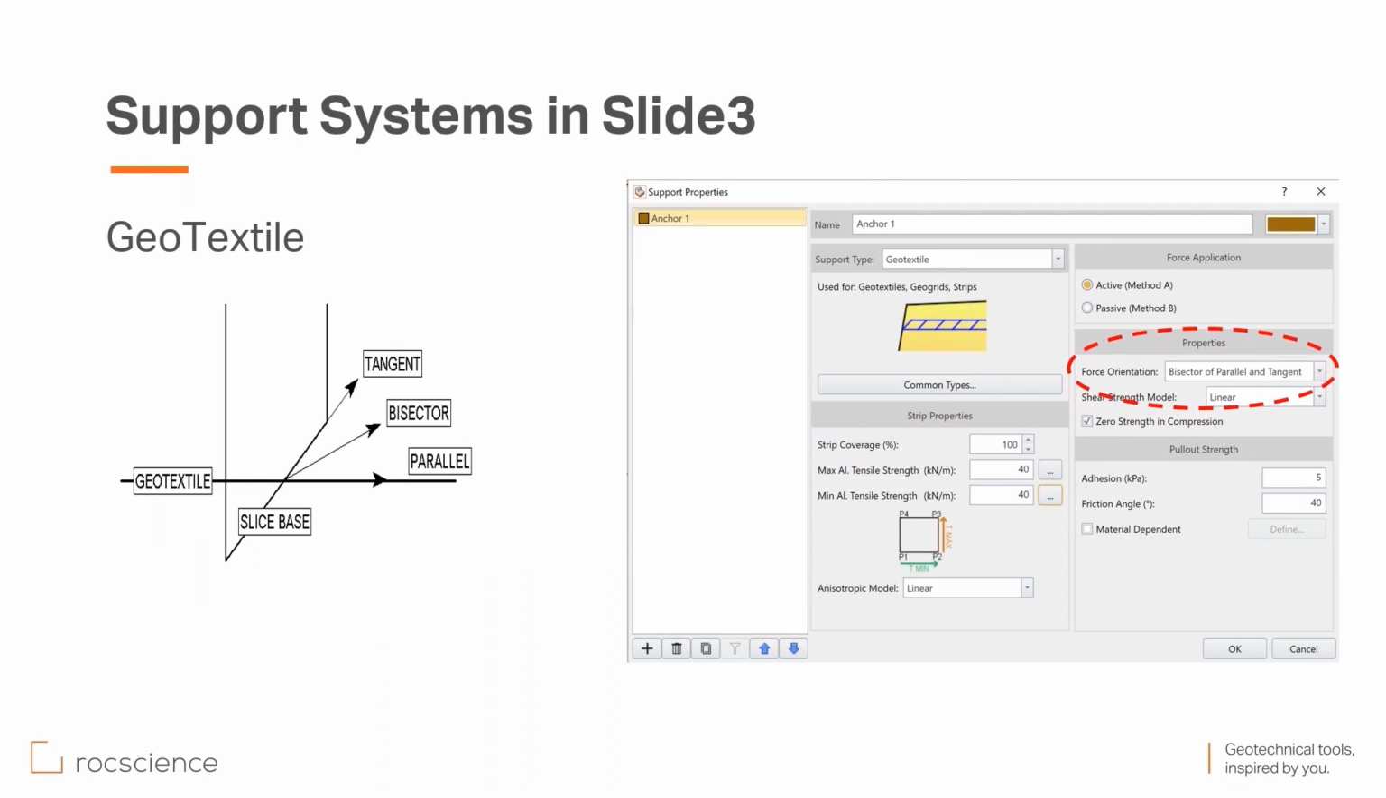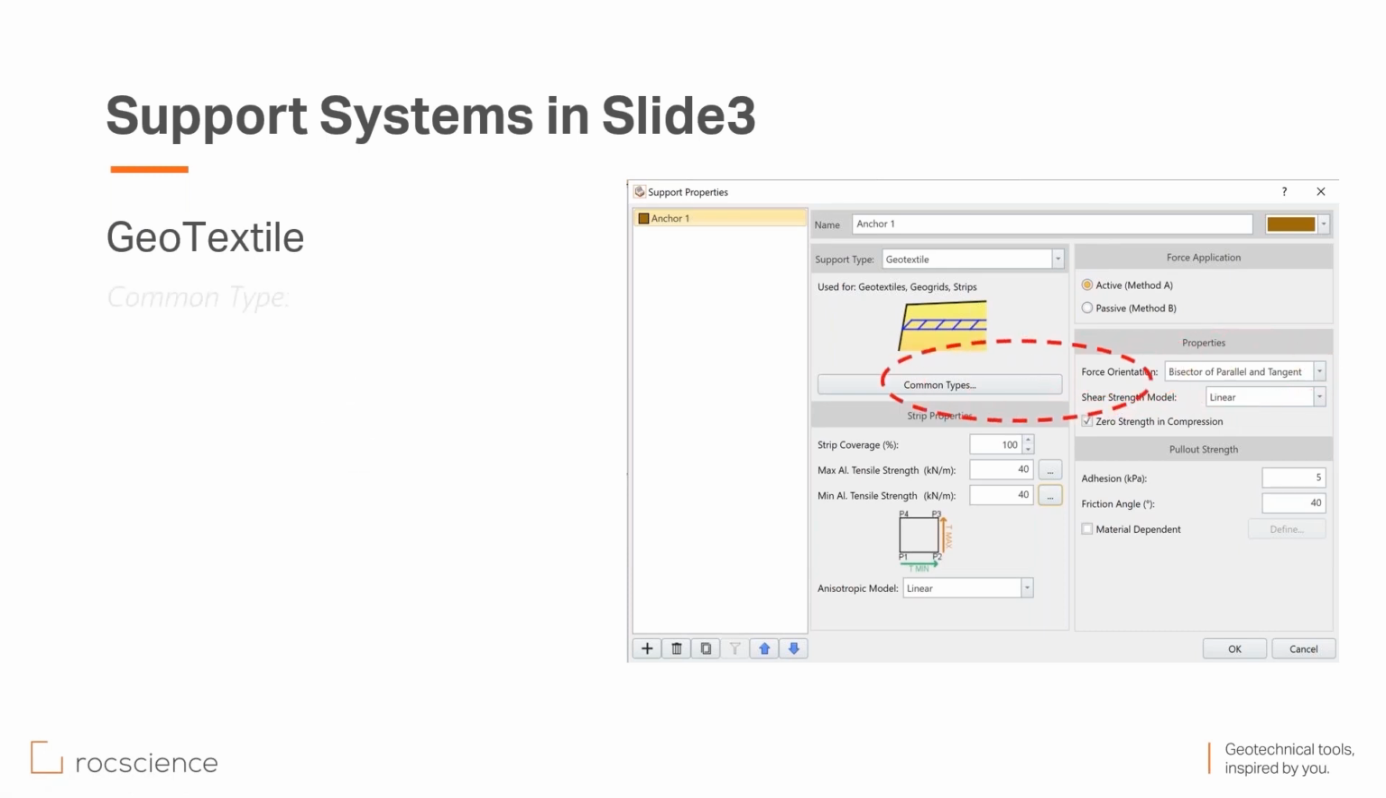Because of the flexible nature of a geotextile type of reinforcement, the orientation of the force which is applied to the slip surface is not always assumed to be parallel to the support. So it's not always like this. It can be tangent or bisector, and it depends on the displacement of the failure that we have. This support behaves differently in terms of orientation.